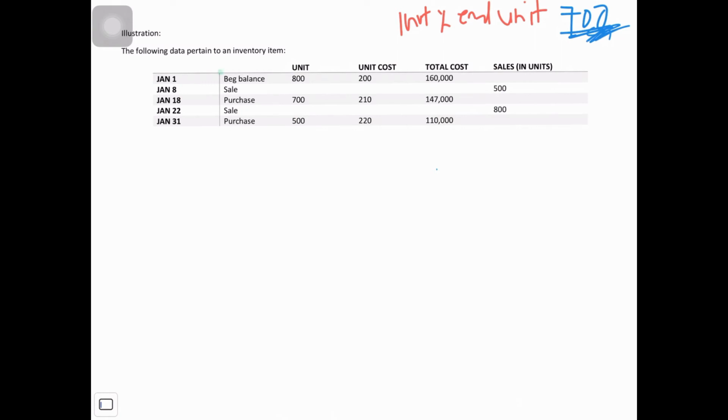So LIFO guys is last in first out. So ang last in first out is ang kani diri, mo niyang ato ang, wala na halin, di ba?